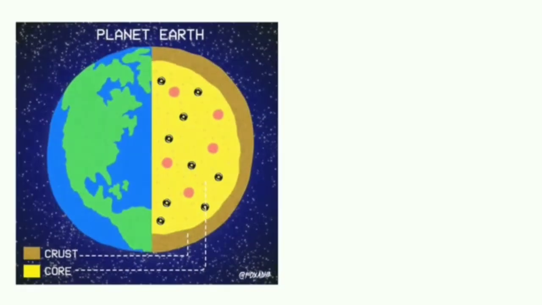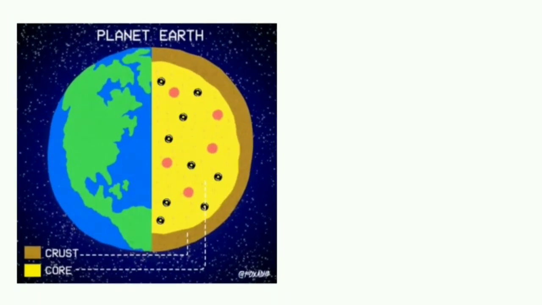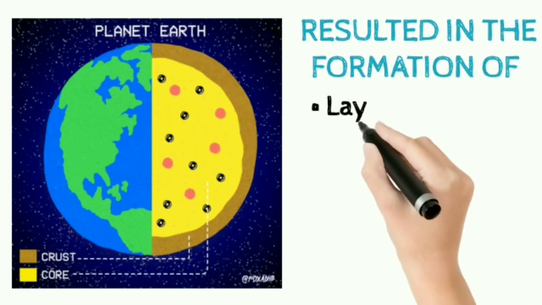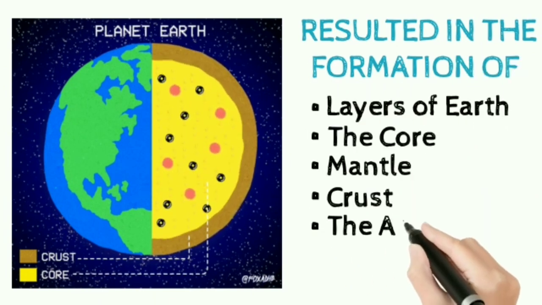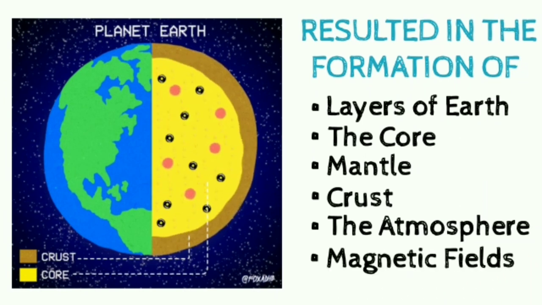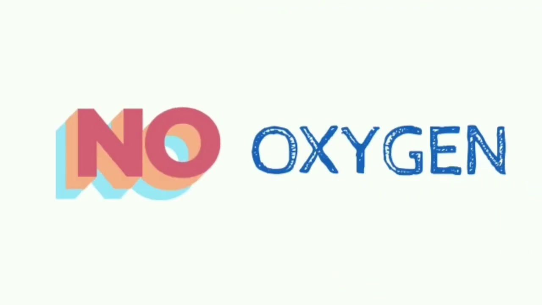In this way, the Earth now has a metallic iron core and a rocky silicate mantle. This resulted in the formation of layers of the Earth: the core, mantle, crust, and the atmosphere. Also, it had got its magnetic field by then. Without this, the Earth would have been blasted by the harmful radiation of the Sun. There was no oxygen present on the planet yet.